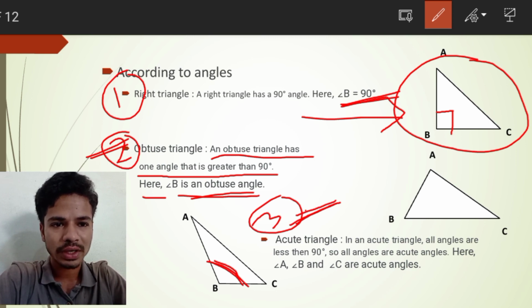Now, an acute angle triangle means that all the angles are less than 90 degrees. So all the angles are acute angles here. Here, angle A, angle B and angle C are acute angles.